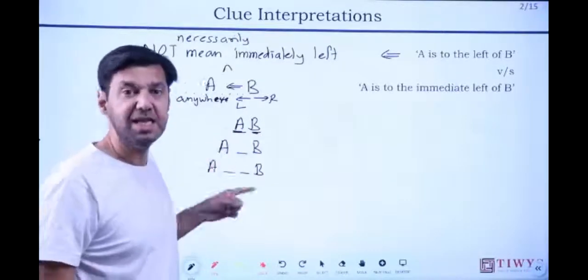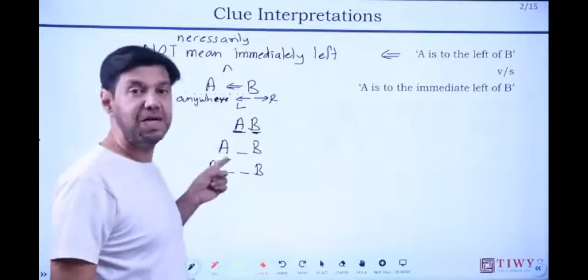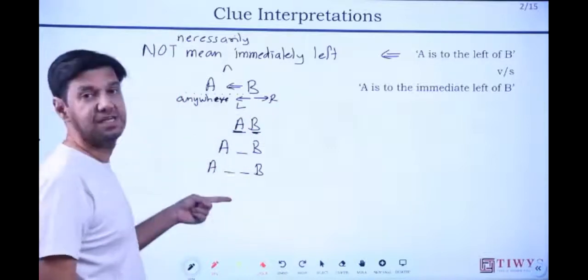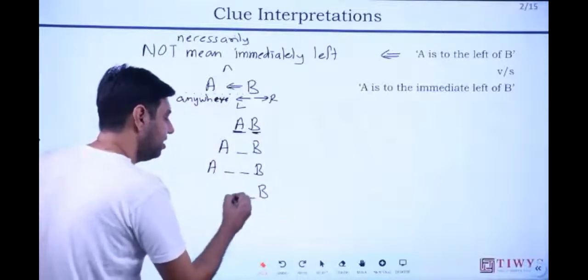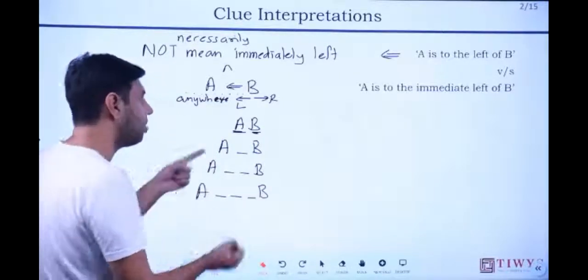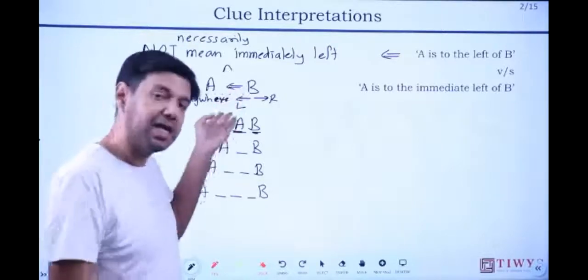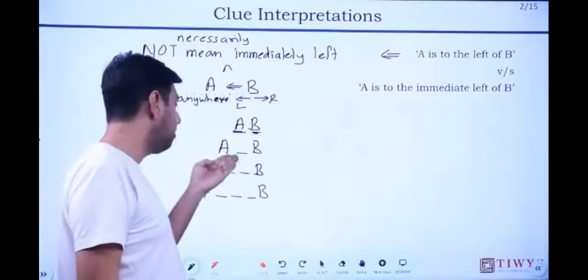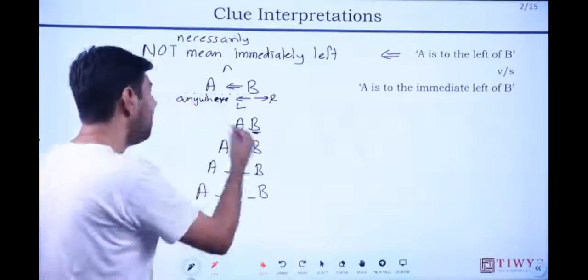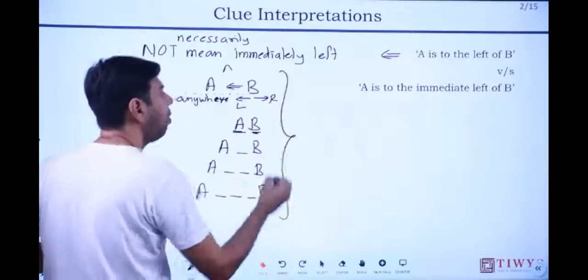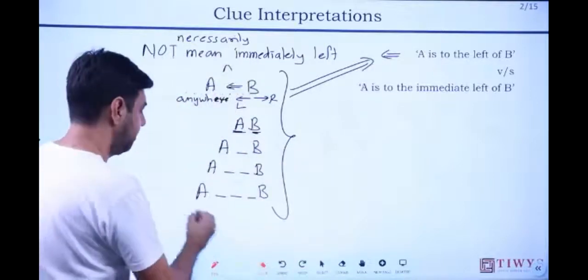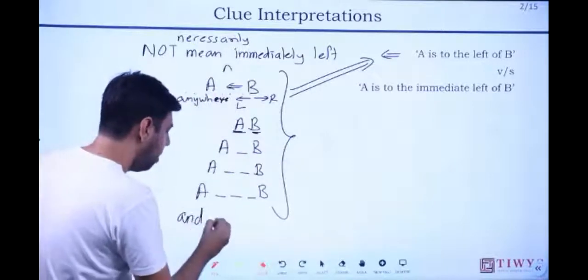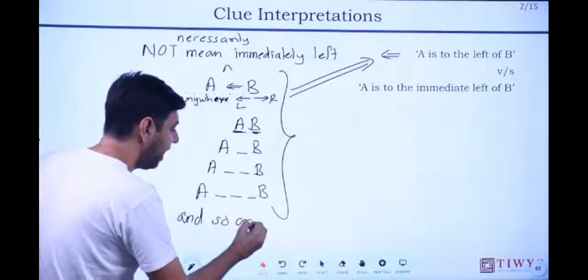We are not saying that this is disallowed, but we don't know necessarily. It could be this, it could be this, it could be any of this. Just because the word immediately is not used does not mean that he cannot be. He can even be immediately left, but he can even be after one space, after two spaces. Any of this is allowed. So all of this is the meaning of A is to the left of B, and so on. Pay attention to this.